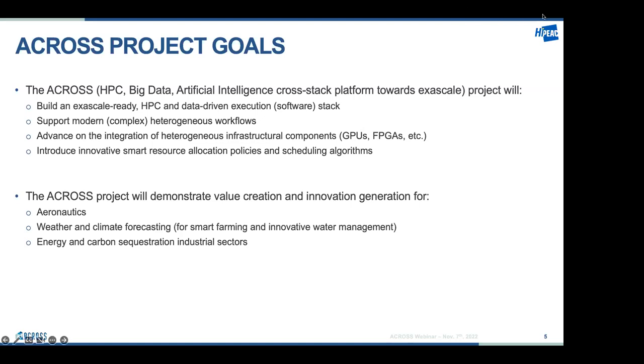And we also want to consider the introduction of a new smart way of allocating resources in such systems. So looking at how to make it possible to reserve computing resources in a smart way, and how to schedule the workloads on the acquired resources. And for doing that, we considered three main pilots, belonging to three main domains. So aeronautics, weather and climate forecasting, more connected to smart farming and water management, and energy carbon sequestration use cases.